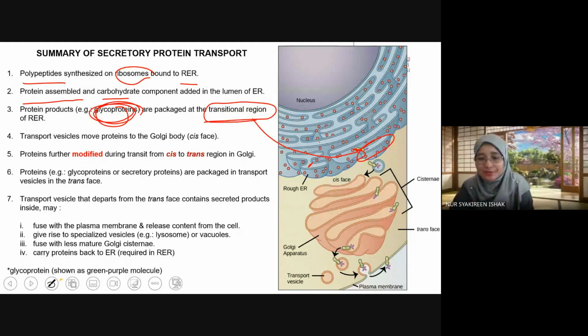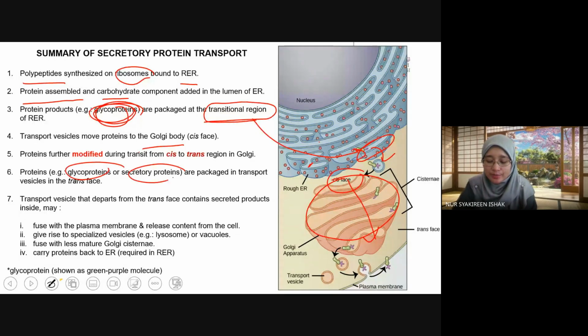From the transitional region, it contains glycoprotein, and this protein will be packaged into transport vesicles that will migrate to the Golgi apparatus. Transport vesicles move protein towards the cis phase of the Golgi apparatus, and then the protein will be modified in the Golgi apparatus from cis to trans phase. And then proteins such as glycoprotein or secretory protein.